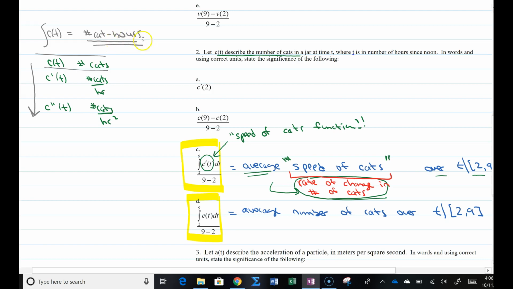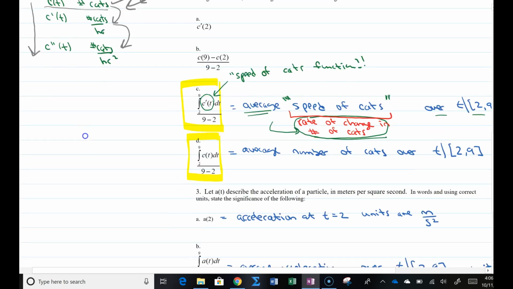Because if I start at cat hours and I take one derivative this way, I get cat hours per hour, which becomes just cats, right? If I go from here to here. And then I have cats per hour, I'm here, and so on and so forth. So the units of this function is cat hours.